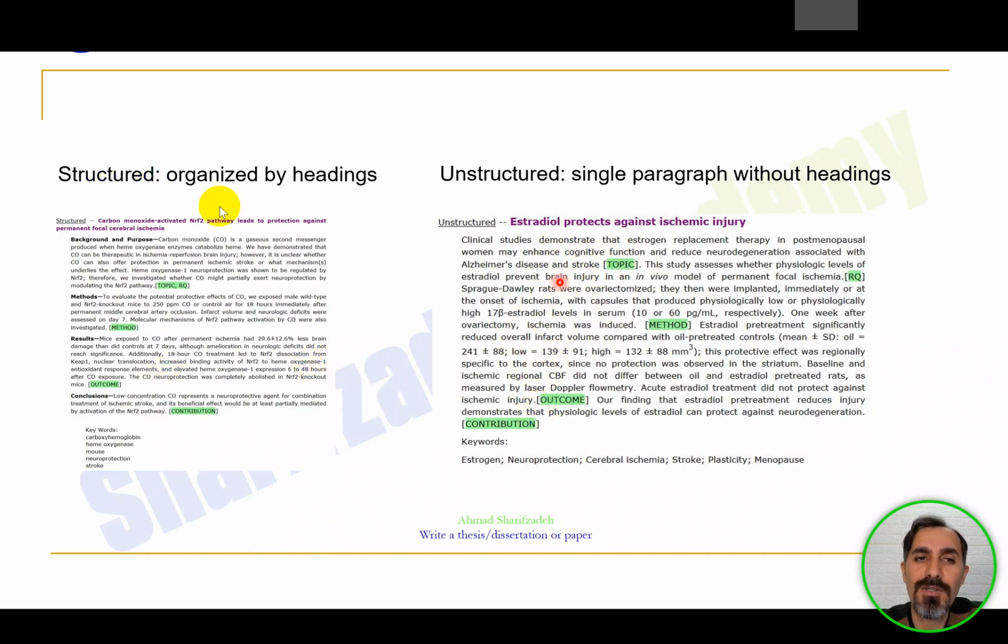Whether you want to use a structured format or unstructured format doesn't matter, because it depends on the style of the journal to which you want to submit your paper. The journal sticks to one format, either this one or this one, and it is not your choice. You are forced to select one of them based on the guidelines of the journal. In either case, structured or unstructured, you have to follow the same rules.